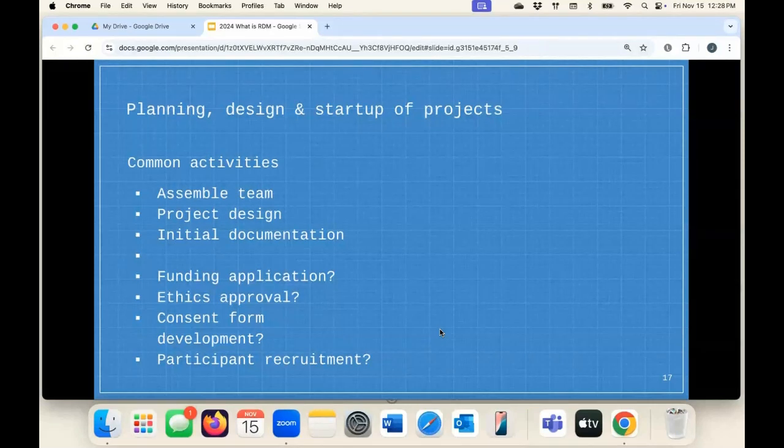So the first phase is planning, design, and starting up a project. Some things you might be doing at this stage are thinking about who you want to be on your team. Or if you're a research assistant, you're maybe applying for a job that's been posted about a new project. You're working on project design. What kind of methods am I going to use? What kind of data am I trying to gather? Where do I need to go to get that kind of information? Do I need to travel? All of those kinds of considerations.